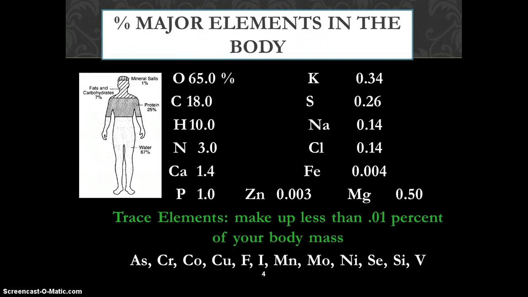The major elements in the body, as you can see, are oxygen, carbon, hydrogen, and nitrogen. These form the majority percentages in the body. Then you have the trace elements that make up less than 0.01% of your body mass, and those are the small amounts you see at the bottom.